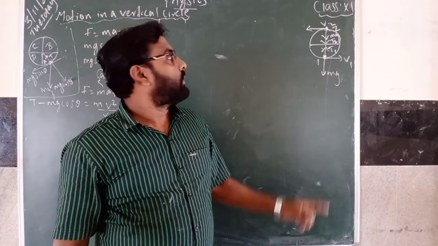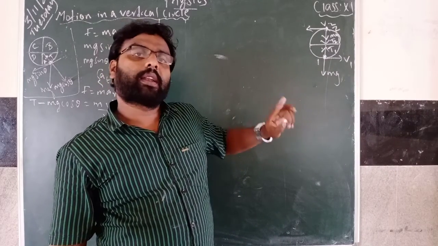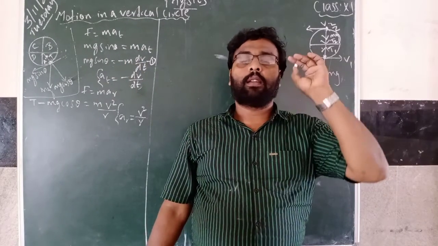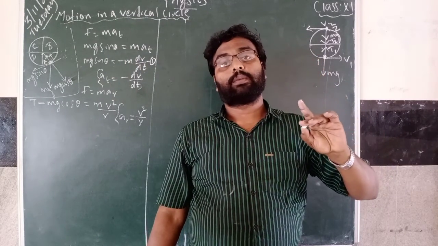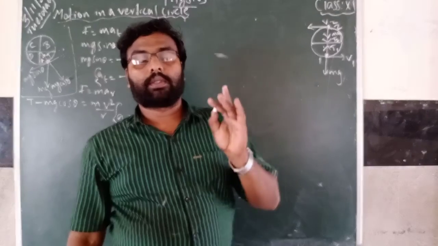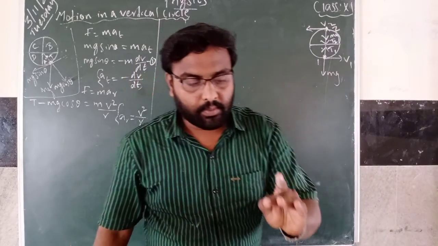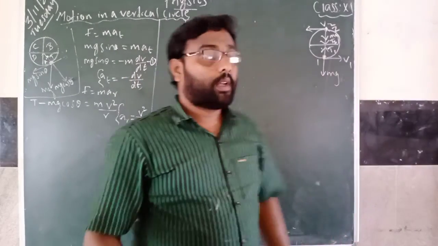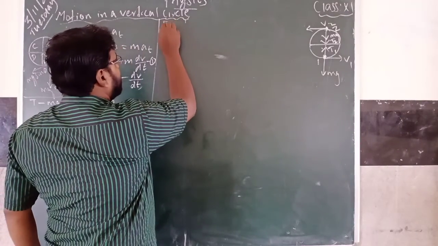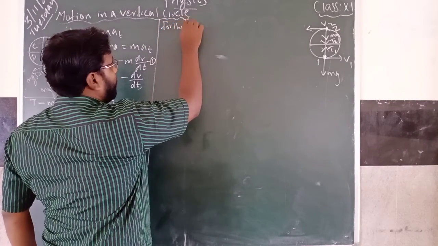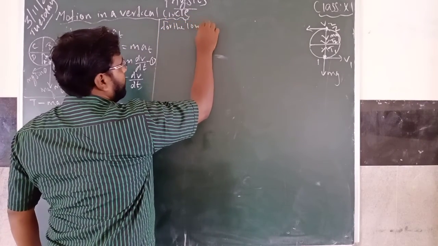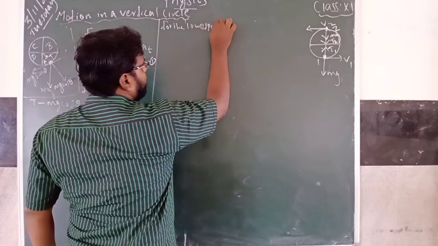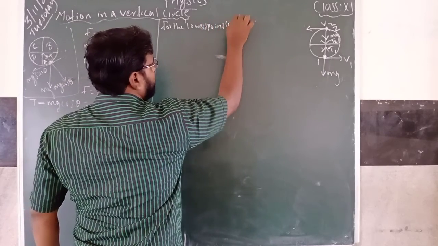This position you can take as the highest point, and this position as the lowest point. From this diagram, now we can consider the motion of the object from 2 points, one lowest point and one highest point. The first one is for the lowest point, point 1.